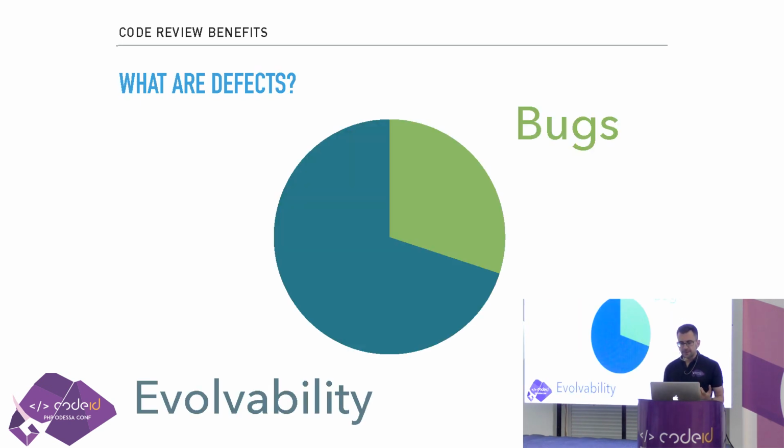And the interesting thing is the proportion in which you might find these. There have been a number of studies on code review, and they say that your traditional bugs, the things you might expect to find in code review, might only account for, say, 20% of the issues raised during code review.